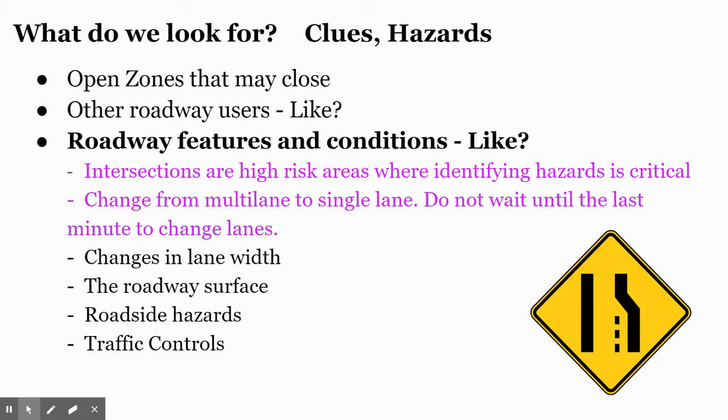All right, so what are we looking for? We're looking for zones that may close. We're looking for other roadway users, roadway features and conditions, such as intersections, which are high-risk areas, and changes from multi-lane to single lane. We don't want to wait until the last minute to change lanes. We want to be able to identify changes in lane width, the roadway surface, roadway hazards, and traffic controls.